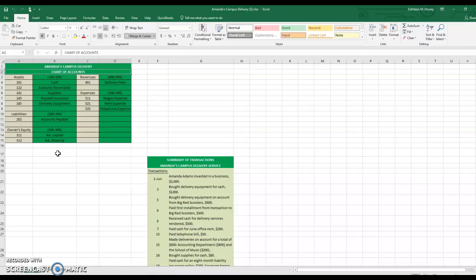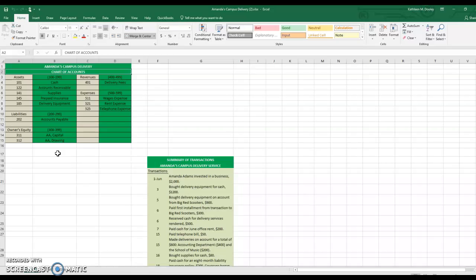All right, today we're going to take a look at analyzing transactions for Amanda's campus delivery using a template of analyzing transaction sheets that's on Excel.